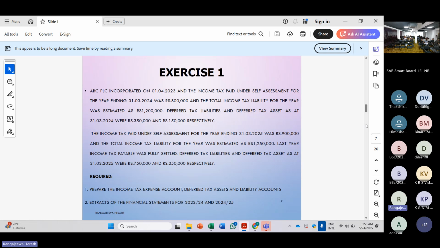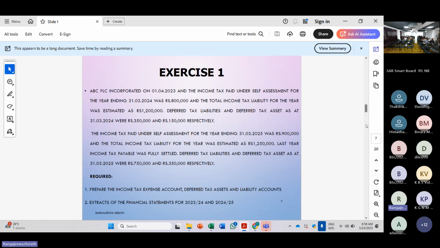All that money. Tax expense account එකේ දැන් 800,000 ගෙවලා තියෙනවා. ගෙවනවා cash credit, tax expense debit. End of the year, total income tax liability estimated as 1.2 million. So then 400,000 debit tax expense, credit tax liability.